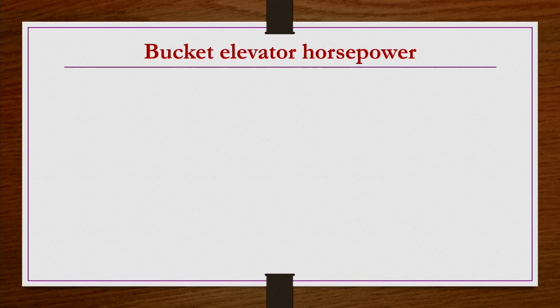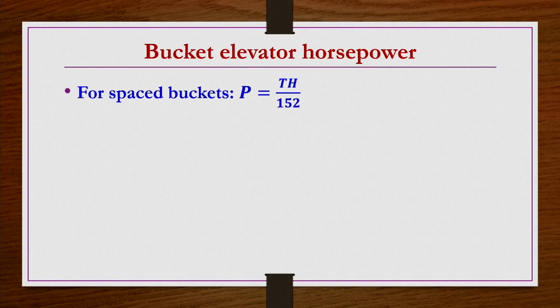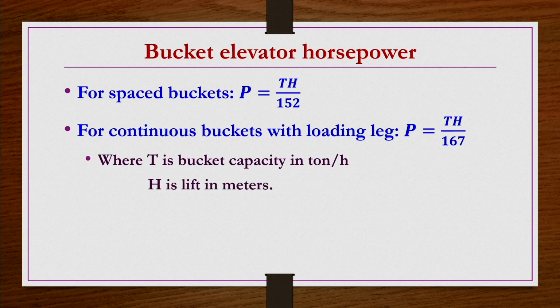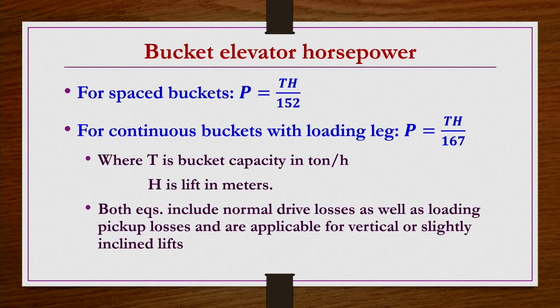Now, we see the bucket elevator horsepower requirement. We have to have a different equation for the spaced bucket elevator as well as the continuous bucket elevator. You cannot have the same equation for both of them. For spaced buckets, P equals TH by 152, whereas for continuous buckets with loading leg, P equals TH by 167, where T is bucket capacity in ton per hour, H is lift in meters. Both these equations include normal dry losses as well as loading pickup losses and are applicable for vertical or slightly inclined lifts as well.